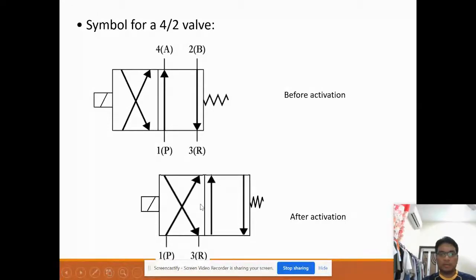Just be reminded that the symbol must stay in the same position. When 1P is here and you move it, it stays here. 3R must be at its position. 4A goes from this to this, and 2B from here to here. You cannot make it opposite. You must stick to the previous positions like this.